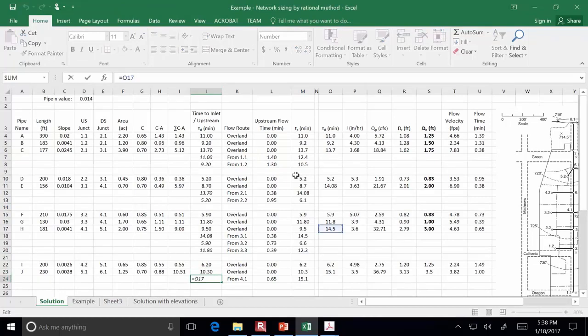So this 14 is based on the travel time from the previous iteration. You're choosing the biggest of all the possible routes that the water could have taken.